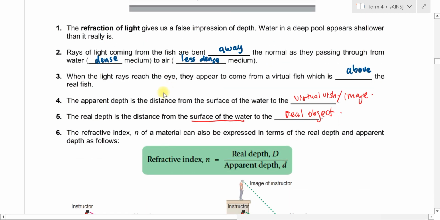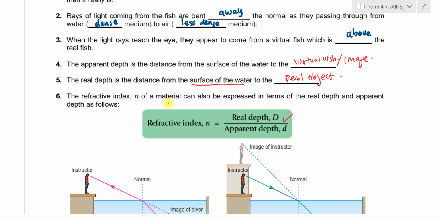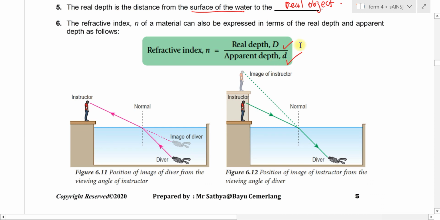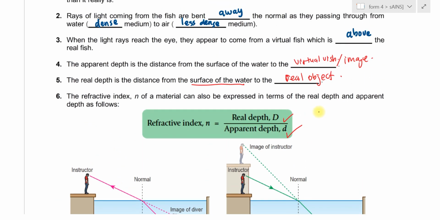Jadi refractive index juga boleh diekspres dalam bentuk real depth over apparent depth. Real depth over apparent depth. Okay? Adakah logik? Kadang-kadang, let's say kalau kamu terkeliru, apparent depth ke atas ke real depth ke atas? Yang mana biasanya akan lebih besar? Your real depth will be lebih besar. Because your apparent depth normally dia akan wujud di atas objek sebenar. Jadi, nilai yang besar bahagi nilai yang kecil, baru kamu boleh dapat N yang greater than 1. So, from that logic, you know the real depth must be top, the apparent depth must be bottom.